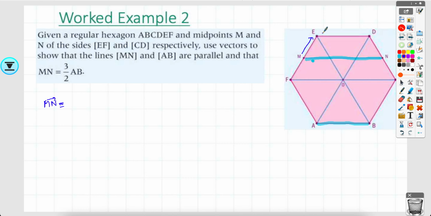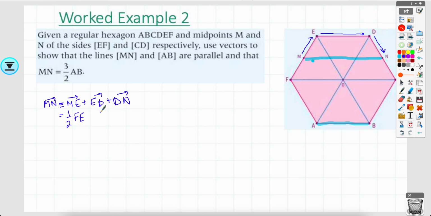me going from M to E, E to D, and then D to N. No need to go in the center here. We're going to avoid that. So M to E, E to D, and then D to N. And then we're going to start replacing it with actual longer lengths that we can see here. So ME is basically half of FE.